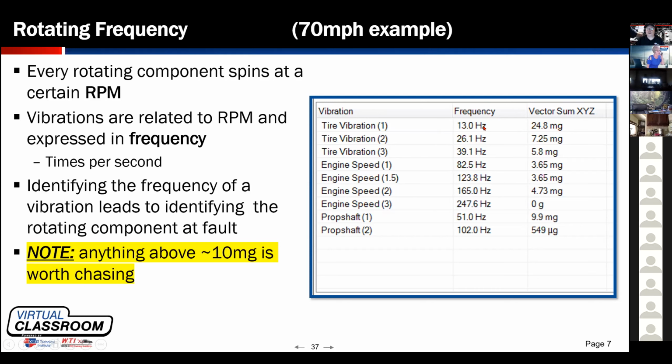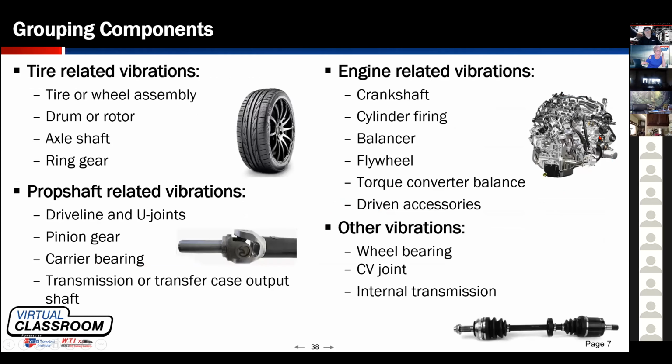The software tells me it's my tire 1, which once again, order 1: tire, wheel, rotor or drum, hub, axle shaft, carrier. Notice I didn't say pinion, because the pinion goes the same speed as the drive shaft. The carrier, however, goes the same speed as the wheel and tire. That's how it works.